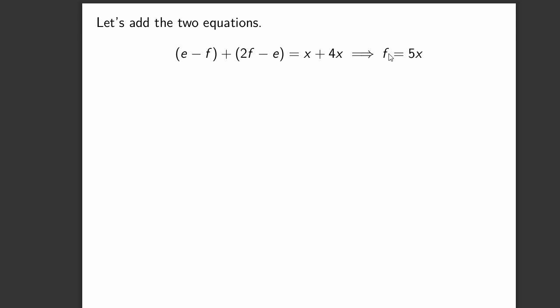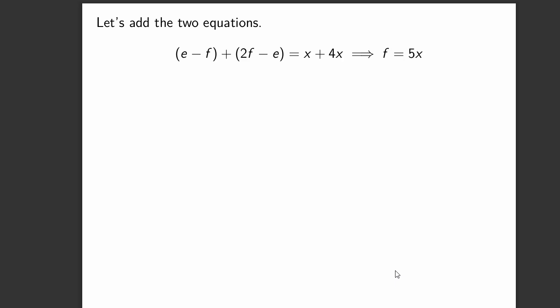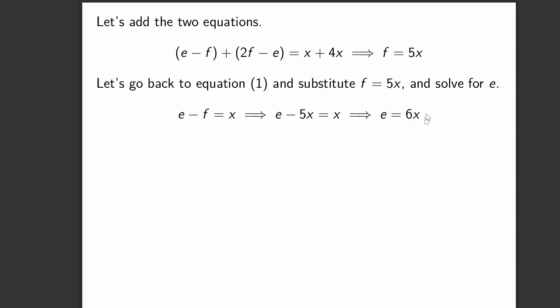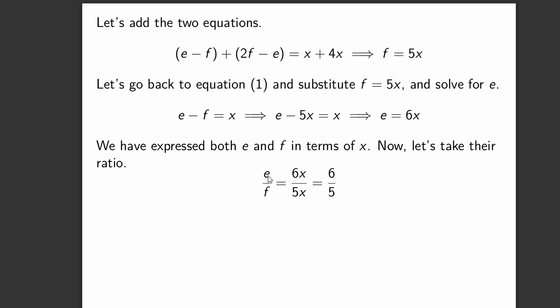Now getting the value of e is not very difficult, because we have the first equation as e minus f equal to x. Let's go back. e minus f equal to x. So now if we substitute here for f as 5x, we shall get e equal to 6x. So now e over f, that is the ratio that we wanted, e over f is 6x over 5x equal to 6 over 5. Look how x has eventually got eliminated, and we obtained our ratio as 6 to 5.